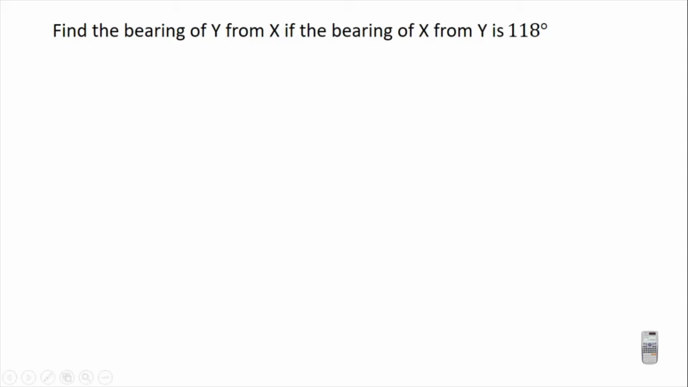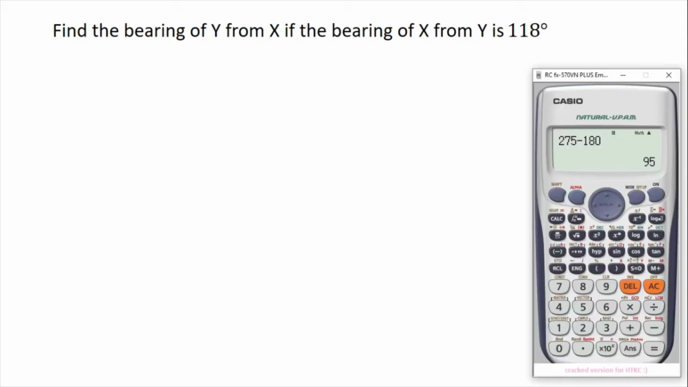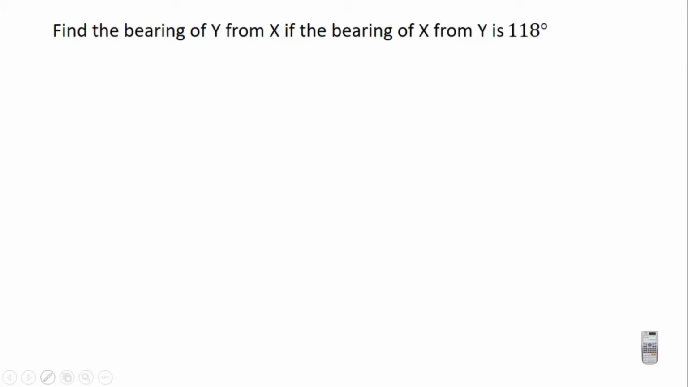So in order to find the back bearing, we add 180 degrees to 118 degrees. So we have 118 degrees plus 180 degrees, and this will give us 298 degrees. So using the formula, the back bearing is 298 degrees. Let's learn how to use the diagram to find the back bearing. We've learned how to use the formula to do it. Now let's go on to the diagram.